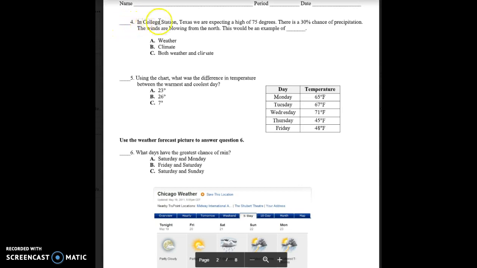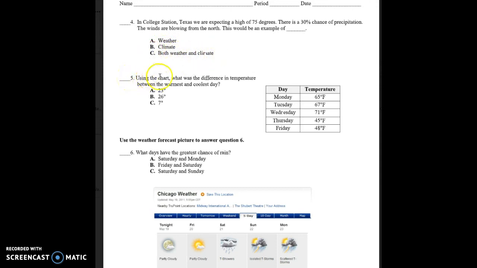Number 4. In College Station, Texas, we are expecting a high of 75 degrees. There is a 30% chance of precipitation. The winds are blowing from the north. This would be an example of A. Weather. B. Climate. C. Both weather and climate.